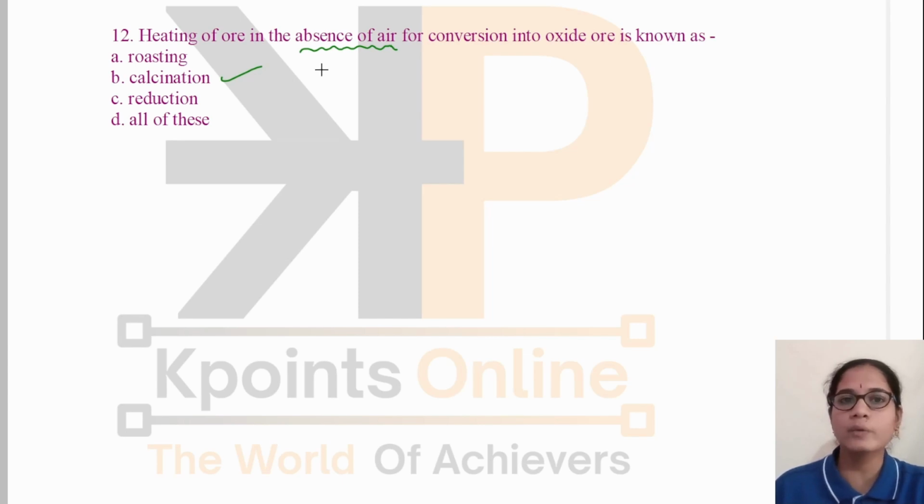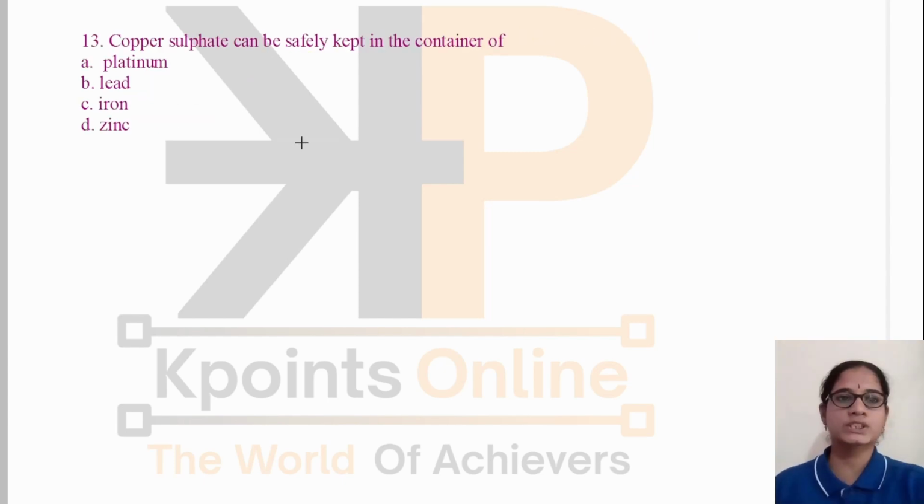If we heat the ore in the presence of air, then it is called roasting. Okay. The next question. Copper sulfate can be safely kept in the container of platinum, lead, iron and zinc. See here, when copper sulfate is kept in the containers of the metals which are more reactive than copper, then copper will be displaced from its solution.